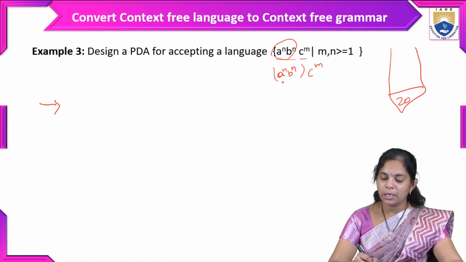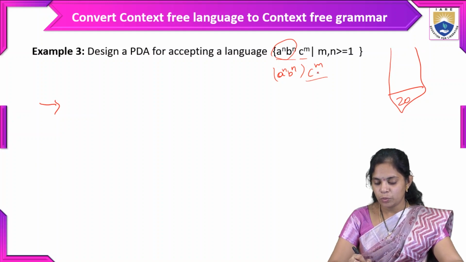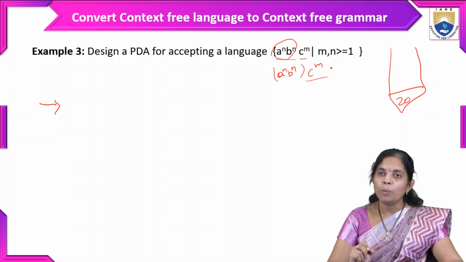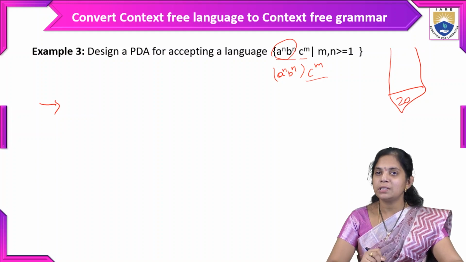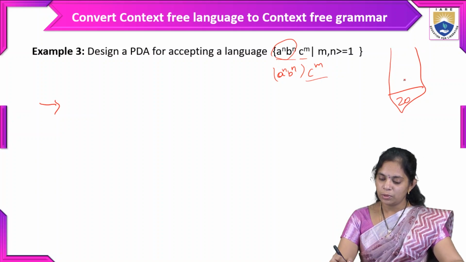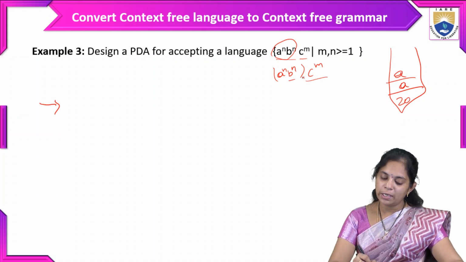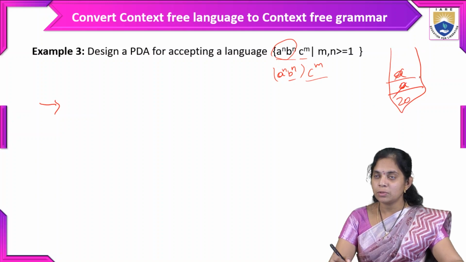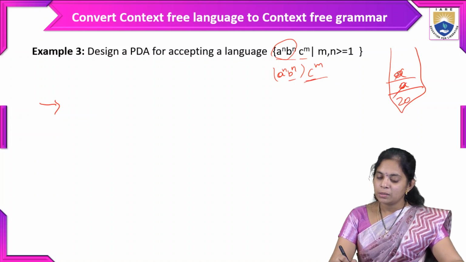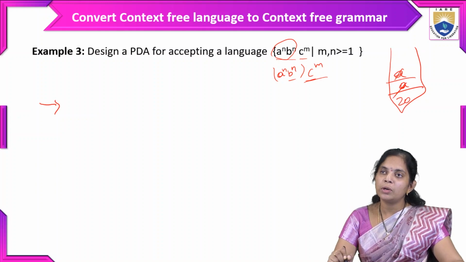So this is AB, and after this we have one more value, M is there, so C power M. How many C's are there? We need to just go to the final state. So that is the logic we need to write. When reading A, we need to push the values into the stack, and while reading B, we need to pop the values. While reading C, we don't need anything. We do not do anything.